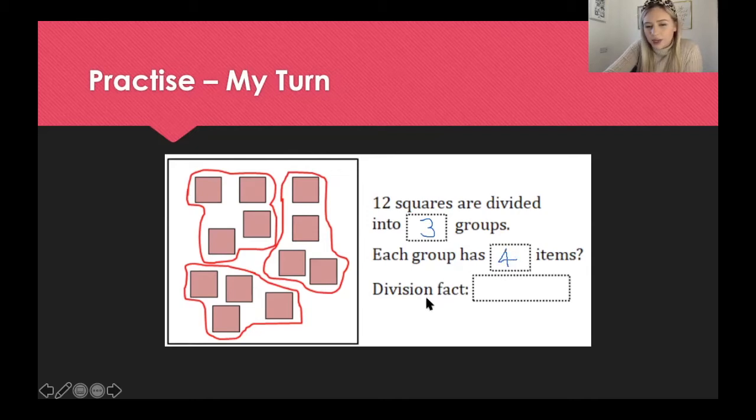At the bottom here, it says division fact. That means that I now need to use all of this information that I've gathered to write down a division fact. So I know that if I have 12 items and I divide them into 3 groups, then each group should have 4 in their group. Okay.